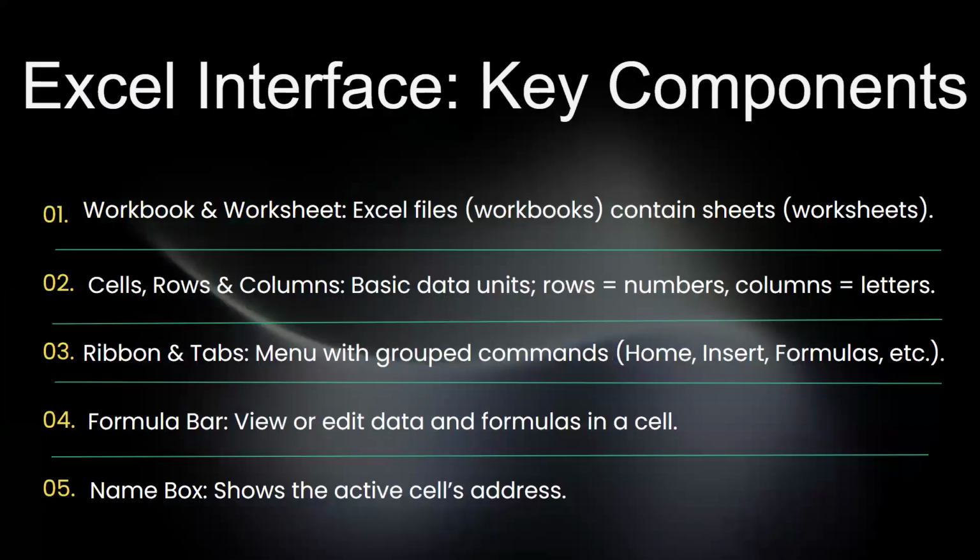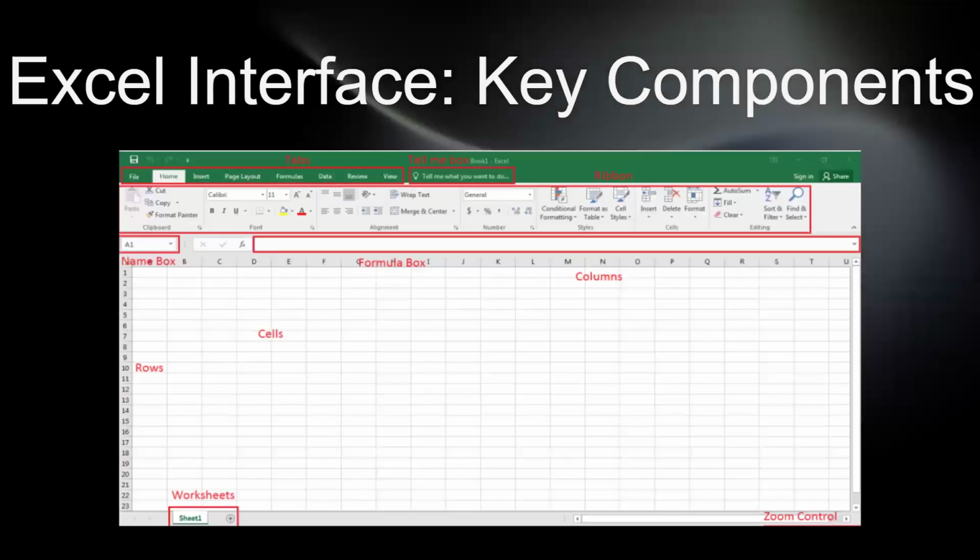So this is the Excel interface. I'm going to give you a basic outline of how an Excel page looks. We have workbooks and worksheets. Excel files are known as workbooks, and the files contain sheets, which are known as worksheets. And then we have cells, rows, columns, and also certain tabs. And we have a formula bar and name box. You can have a clear look and idea about how an Excel sheet looks.